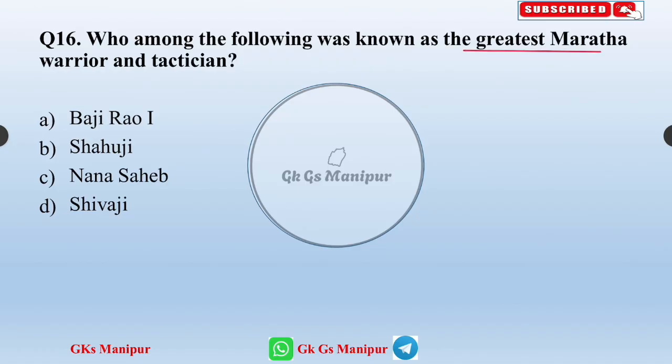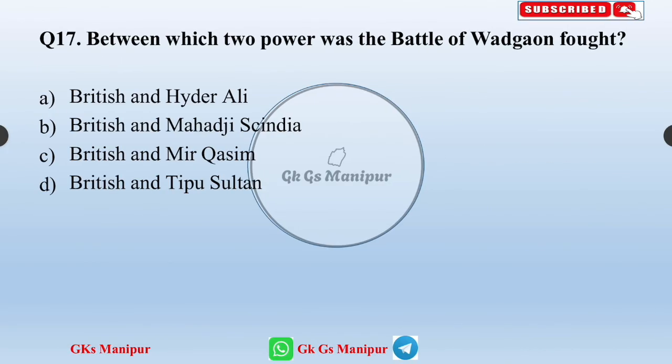Who among the following was known as the greatest Maratha warrior and tactician? Option number A Bajirao 1, option number B Sahuji, option number C Nana Saheb, and option number D Shivaji. And here the correct option is Bajirao 1, the greatest Maratha warrior and tactician. With this, question number 17.